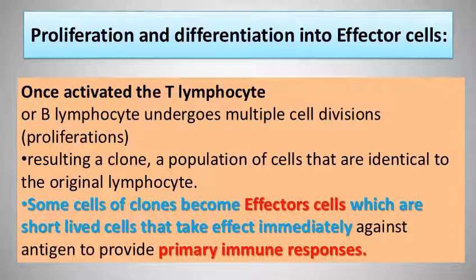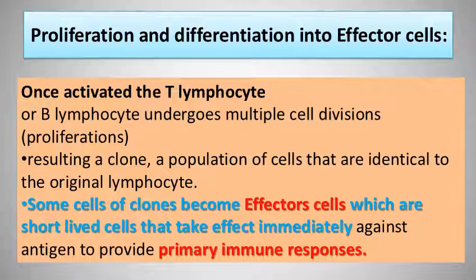Now, proliferation and differentiation into effector cells. We've seen how they recognize the antigen, bind to it, and become activated. Now what happens after that? Once activated, the T lymphocyte and B lymphocyte undergo multiple divisions, which we call proliferation, and result in a clone, a population of cells that are identical to the original lymphocyte. Some cells of the clone become effector cells, which are short-lived and take effect immediately against the antigen to provide the primary immune response. I told you about these effector cells.